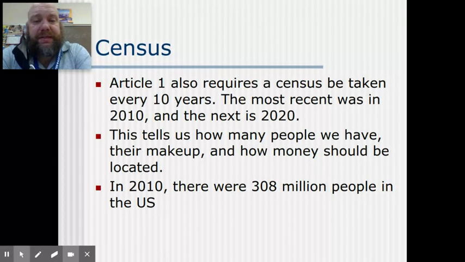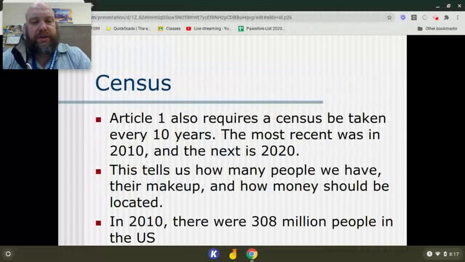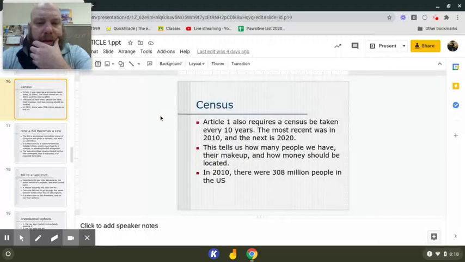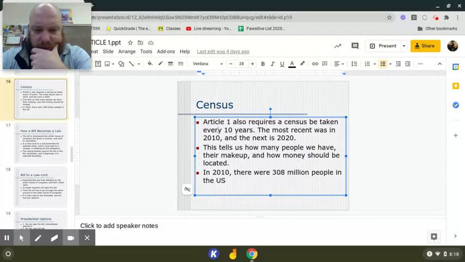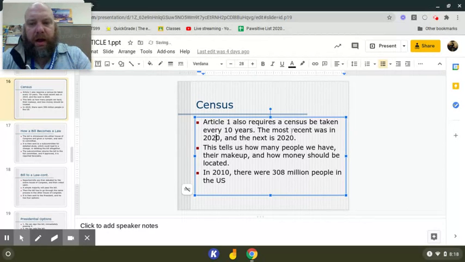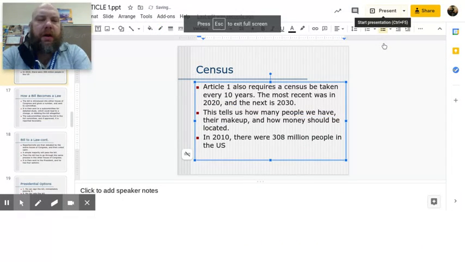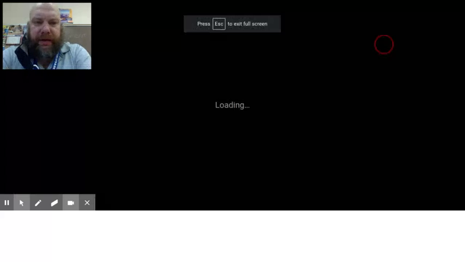Article 1 requires a census to be taken every 10 years. Obviously, I haven't changed my PowerPoint presentation. It should say the most recent one was in 2020, and the next one's in 2030. But it's basically just a count of the population is the idea behind a census. And it helps with where to distribute tax money.